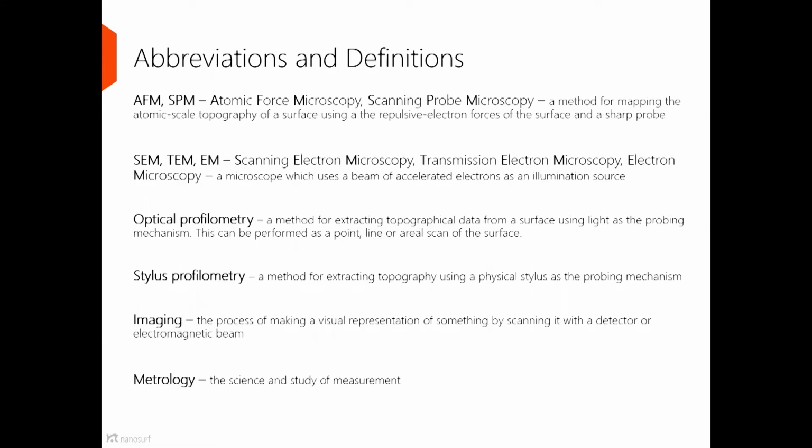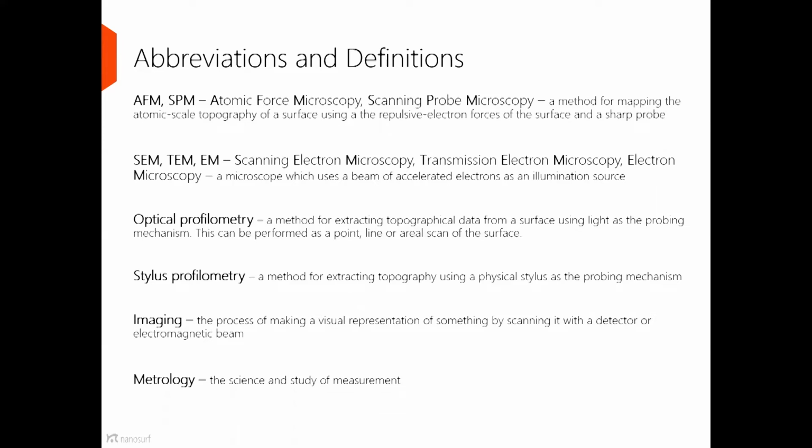So some brief definitions, of course, you may already know these, but just to get us on the same page, AFM stands for atomic force microscopy. SPM is an analog to that, which is scanning probe microscopy. It may even be a more catch-all term than AFM itself. This comes in many different flavors, so we'll talk about some of them today. SEM, TEM, and EM, those are all different types of electron microscopy for the purposes of our discussion today. We'll talk about optical and stylus profilometry. Optical will use light as a probing mechanism, whereas a stylus profilometer will actually use a physical stylus.